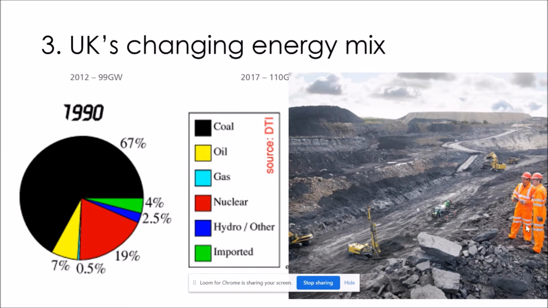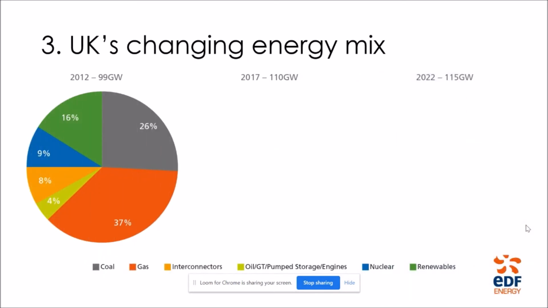Now, if we have a little bit of a look at how that has changed over time, let's start with 2012. So just 8 years ago now, you can see that coal reduced quite significantly between 1990 until 2012. So this is now looking at 26% coal and more gas. So 37% gas, because we are now getting better at taking gas from particularly places like the North Sea.